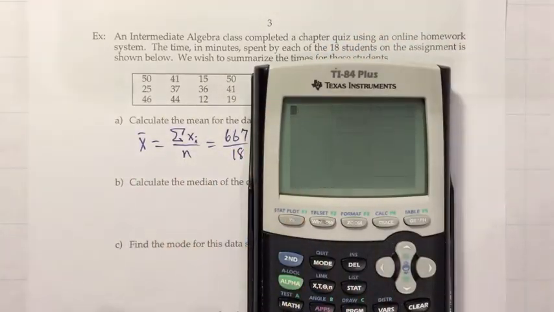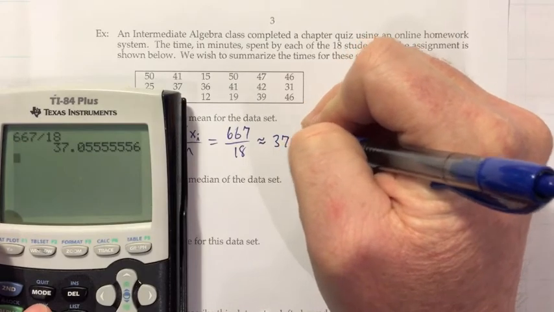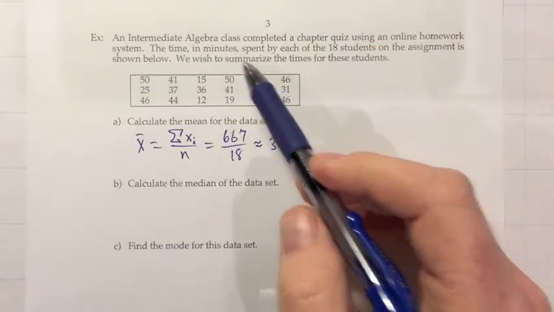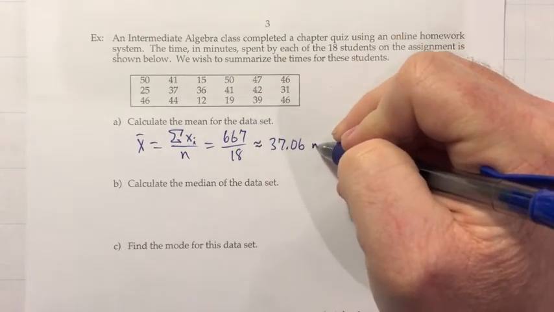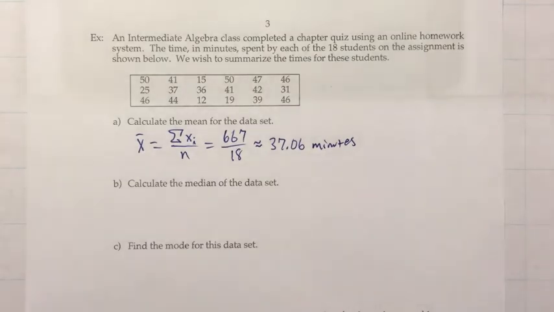So let me go ahead and exit out of here. 667 divided by 18 is approximately 37.06. And then what were these? I think they were minutes. Yeah, the time in minutes. So 37.06 minutes would be the mean for that data set. Now let's calculate the median.